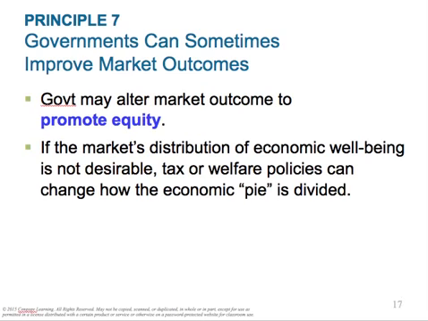Government may also alter a market outcome to promote equity. If a market's distribution of economic well-being is not desirable, a tax or a bevy of welfare policies can be used to change how the economic pie is divided up. Again, that can affect efficiency. However, if you have something like a progressive income tax in place, those that are more able to pay taxes pay a larger share, and that revenue can then be used to create welfare programs for those at the bottom of the ladder.